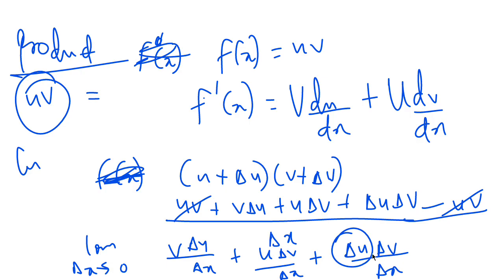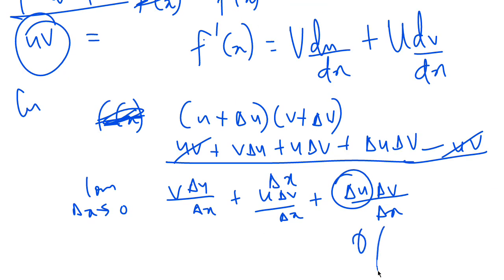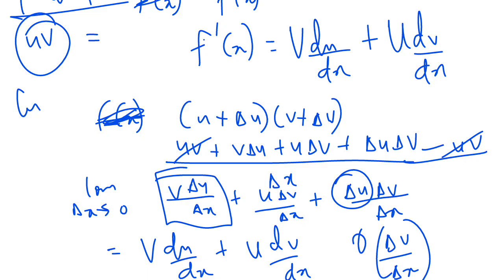Change in u is also tending towards 0 based on what we have right now. So the limit of change in u, change in v over change in x is going to leave us with 0 times change in v over change in x, because change in u is tending to 0. So in this case, differentiating each of them gives v du dx, right? Because change in u over change in x is du dx, plus u dv dx. That's where it came from, right?